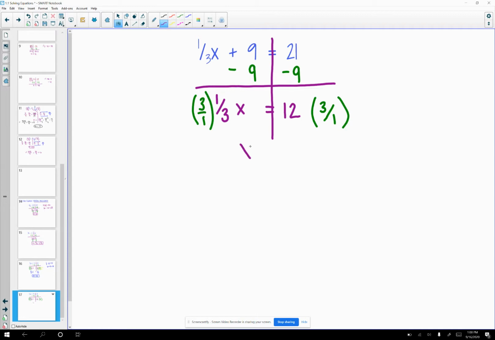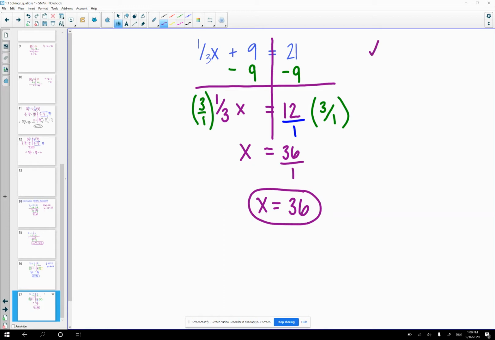So on the left, we've got x equals, and I'm going to put my 12 over 1 just so I can see my numerator and denominator. 12 times 3 is 36. 1 times 1 is 1. So instead of writing it like a fraction, I'm just going to write it as a whole number of x equals 36.